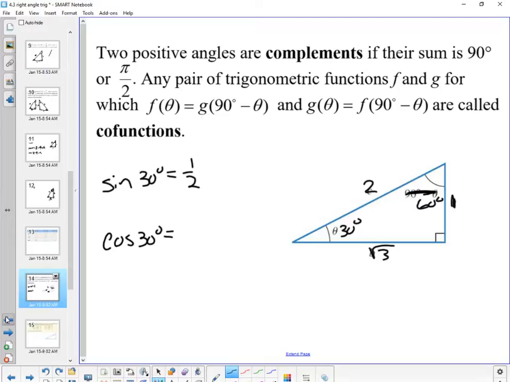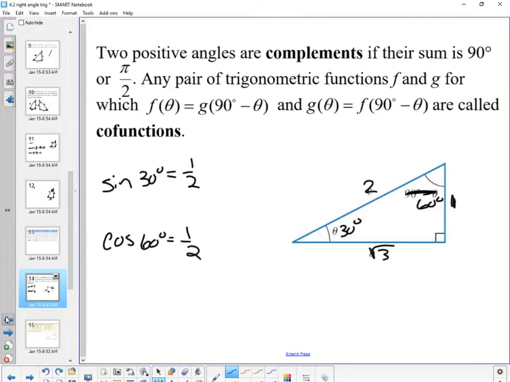What is cosine 30? So radical 3 over 2. Oh, wait a minute. That's not what I wanted to do. I want to do cosine 60. My bad. I apologize. What's cosine 60? 1/2. See how sine 30 and cosine 60 have the same ratio? That's the point that this slide's trying to make.